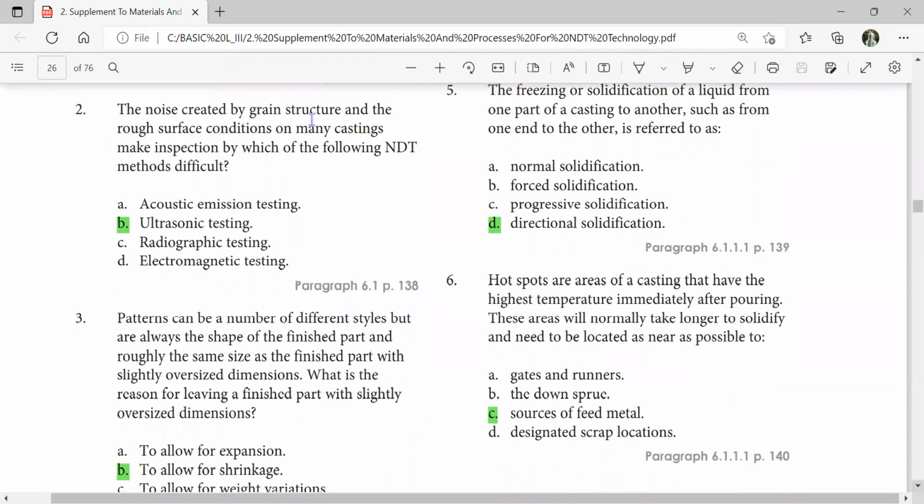The noise created by grain structure and the rough surface condition on many castings make inspection by which of the following additive methods difficult? Ultrasonic testing, because of grain structure. UT, you have to go for low frequency.